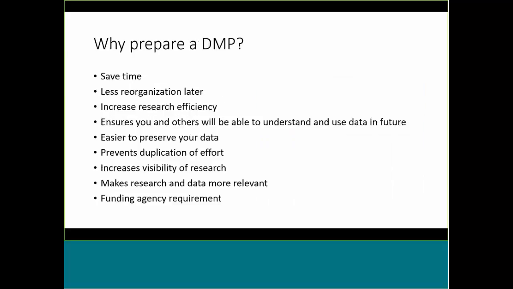So why would you do this? Well, first off, if you do the advance thinking about planning for your data, it's going to save you time in the long run. There's less reorganization later. It helps to increase your research efficiency because you're not thinking through the process every single time you do something. I think it works really well with groups. If you're working in a research group of some sort and you don't have an articulated plan for how you're going to manage your research, you are going to have organizational issues. You're going to have issues with efficiency, and this advance thinking can help with those. Again, it will help you, or others, understand your data in the future.